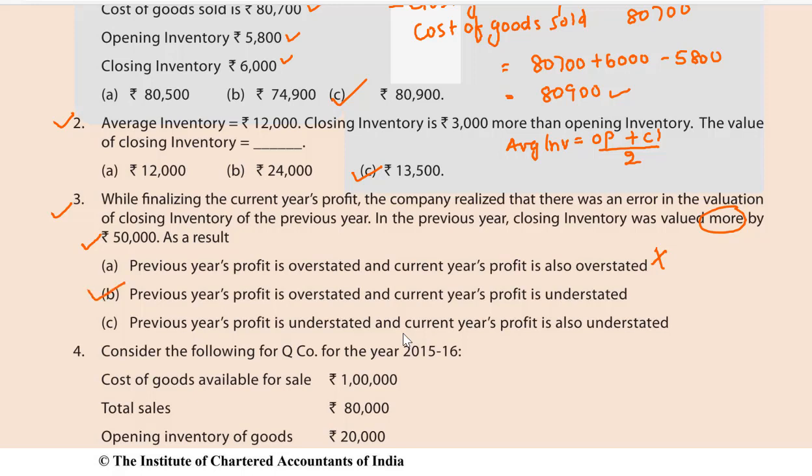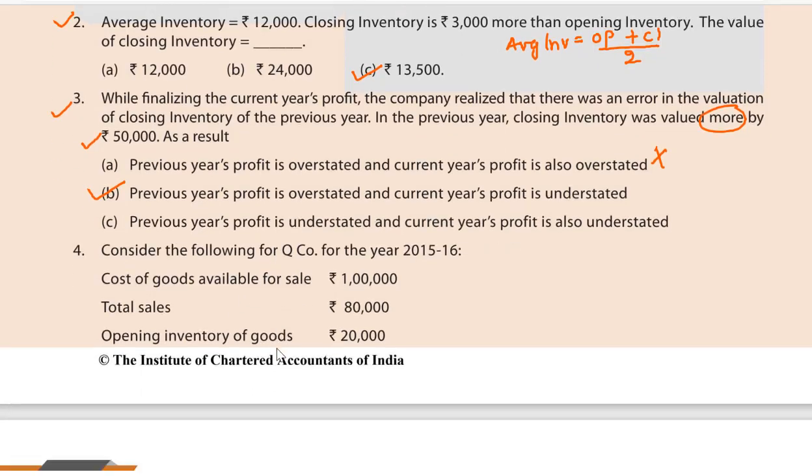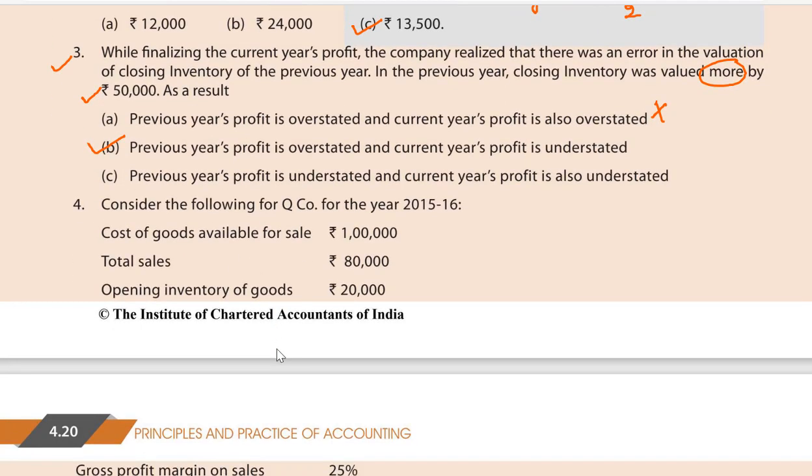Still, read the third option. Previous year's profit is understated, not possible, and current year's profit is also understated. Fine. So the answer is 3B. Let's see the fourth one.